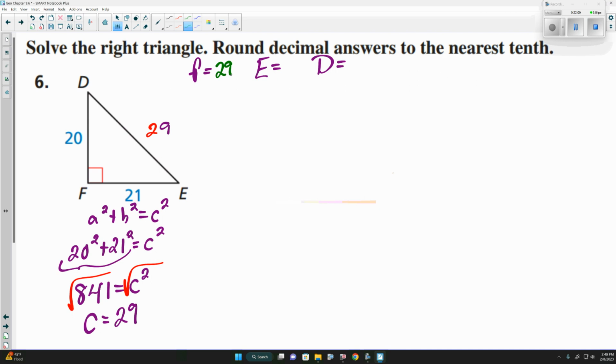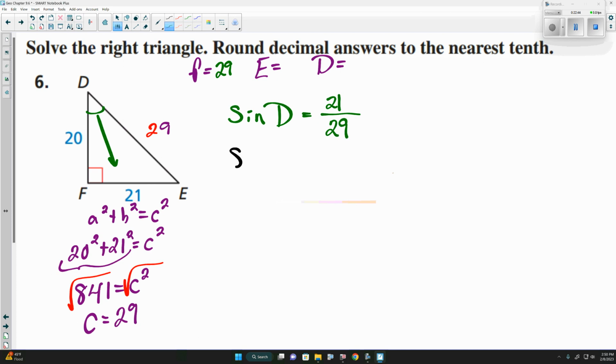Now we need to determine if we want to find the measure of angle E or the measure of angle D first. Measure of angle D. Now we need to determine if we want to use sine, cosine, or tangent. We can do sine, so sine of angle D. And again, sine is opposite over the hypotenuse. So the opposite side to angle D is 21 over the hypotenuse, which is 29.